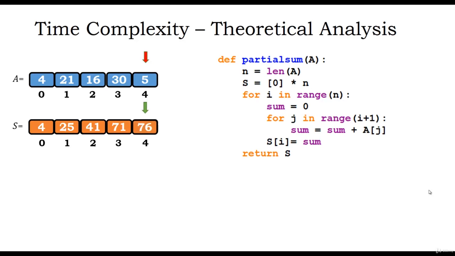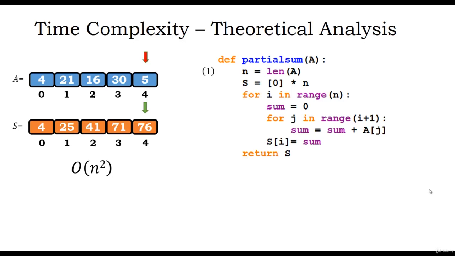Let us try to analyze. If you observe, to compute the partial sum at every element, we need to traverse the array again and again from the beginning till the nth element. Therefore, the time complexity of this algorithm is O of n square. Now, let us try to see the time complexity through the algorithm.